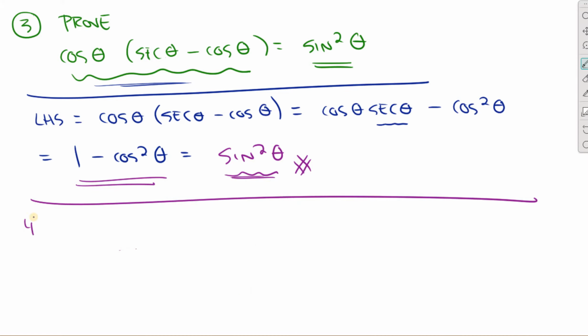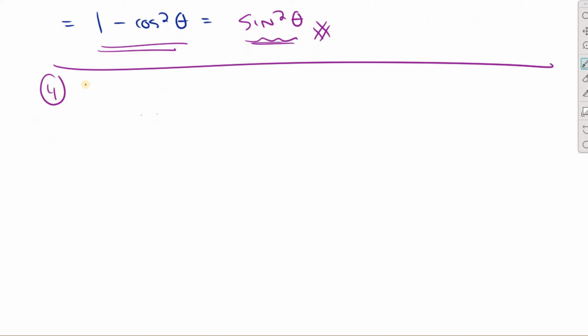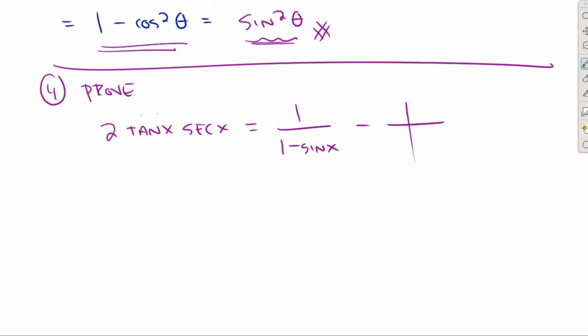Another one, number 4. Let's prove this identity. 2 tangent x secant x equals 1 over 1 minus the sine of x, minus 1 over 1 plus the sine of x.